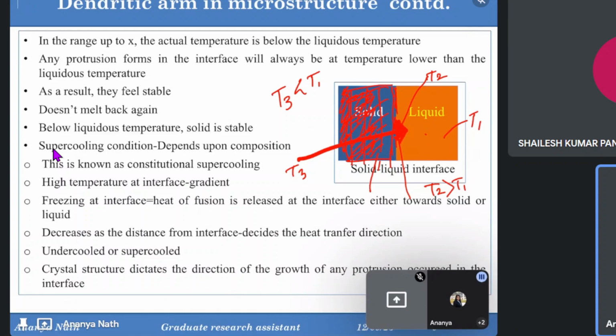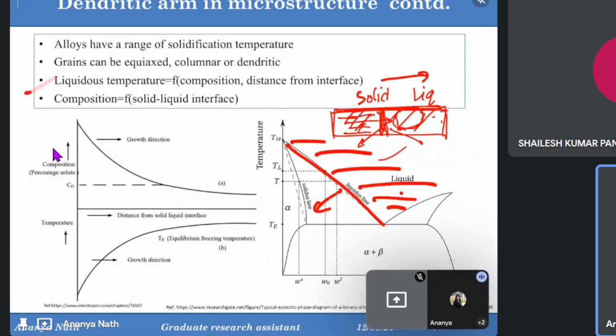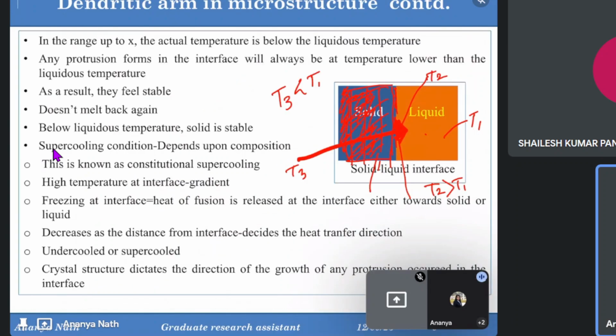So this supercooling condition, how these humps will be created, how much will be the length and size, and how this hump will be stable, whether the hump will be stabilized or not, these things also depend upon composition, because we know the liquidus temperature is a function of composition and the distance from the interface, and the composition is also a function of the solid liquid interface. So this is why this supercooling is often known as constitutional supercooling.